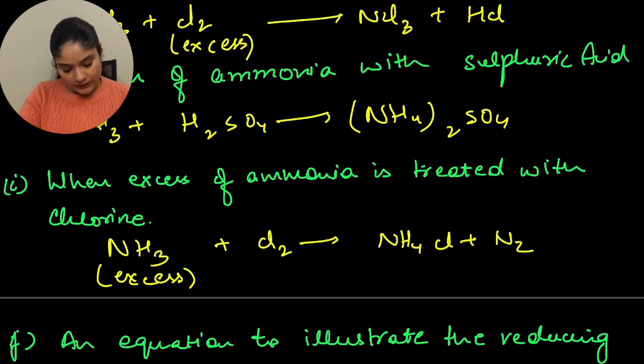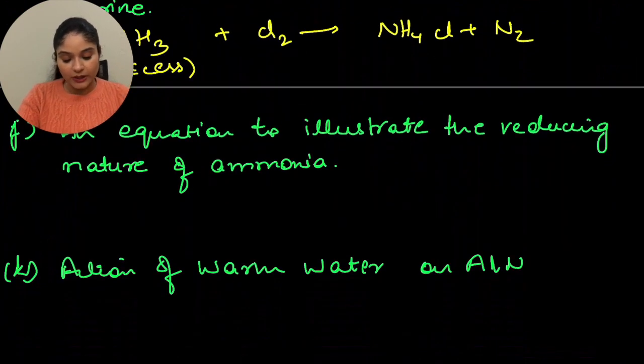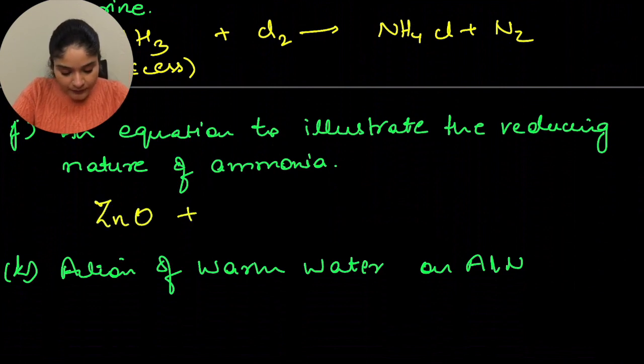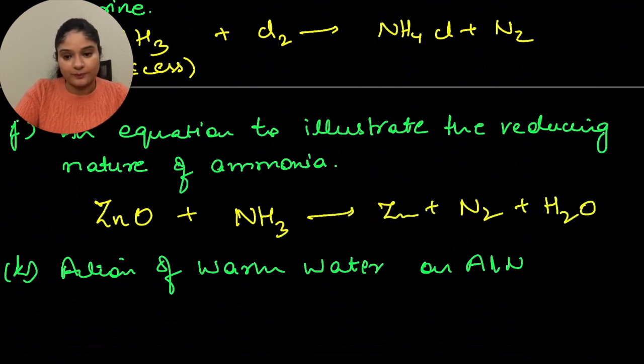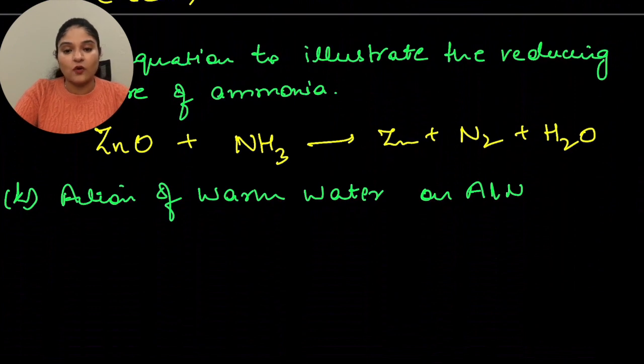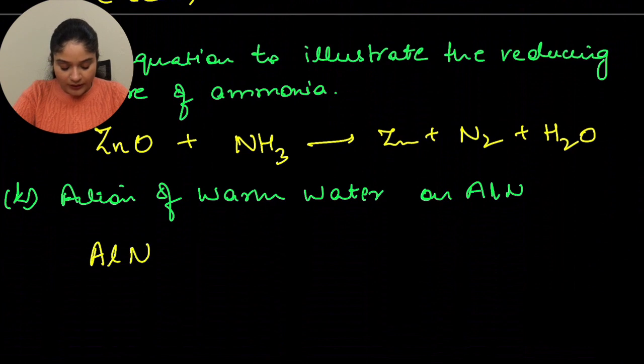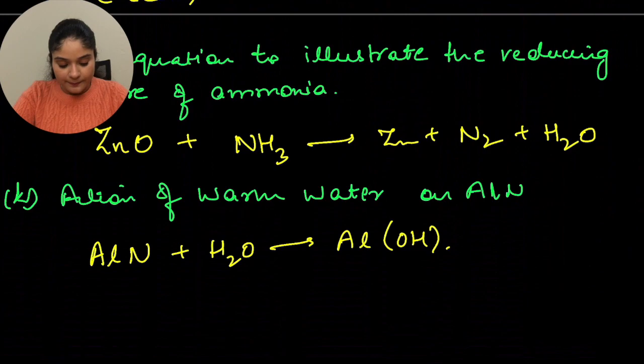Then the next question is an equation to illustrate the reducing nature of ammonia. We have done lead oxide, we have done copper oxide. So let me give you an equation for zinc oxide. That will be ZnO plus ammonia will give you Zn plus nitrogen plus water. Let's move to the next one. Action of warm water. Oh yeah, we have done this one also. Aluminium nitride plus water will give you aluminium hydroxide plus ammonia gas.